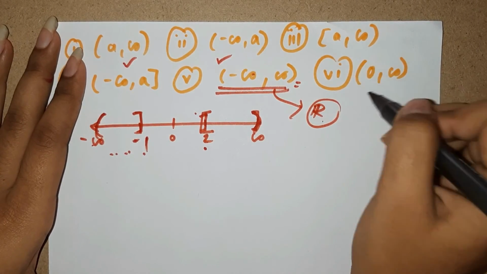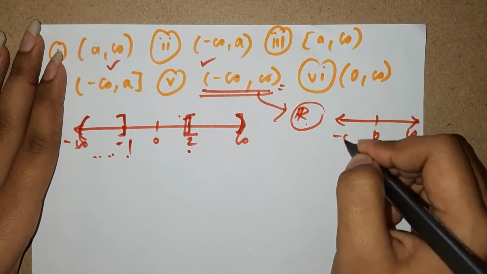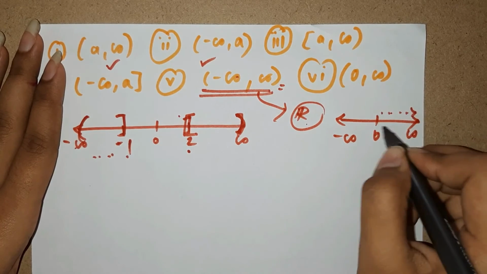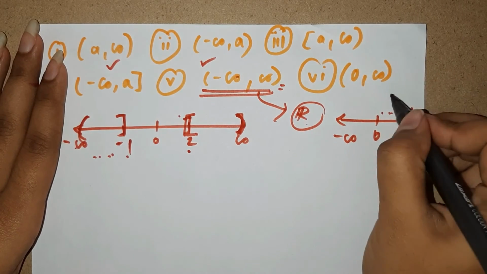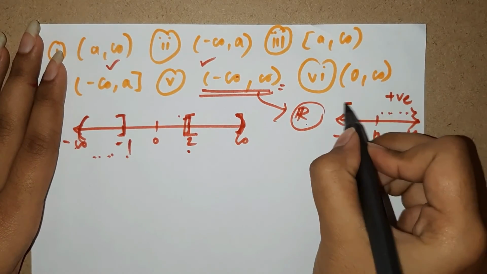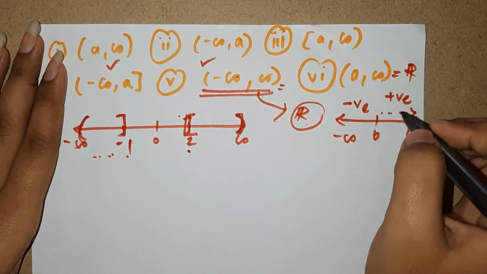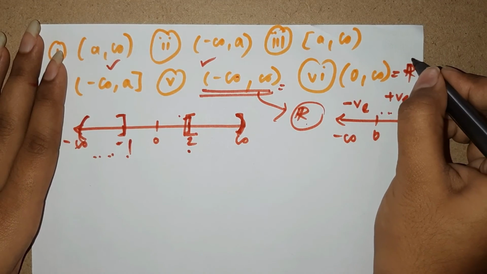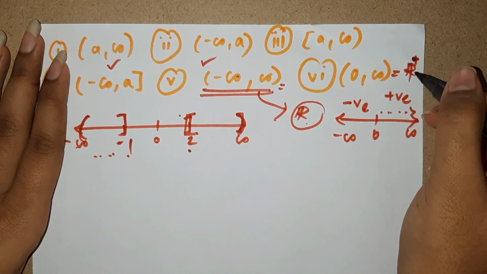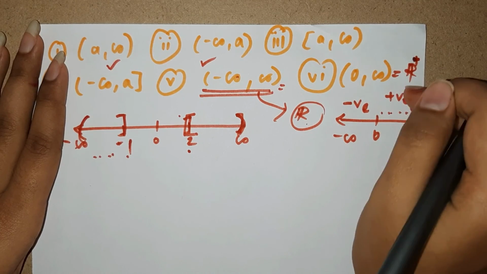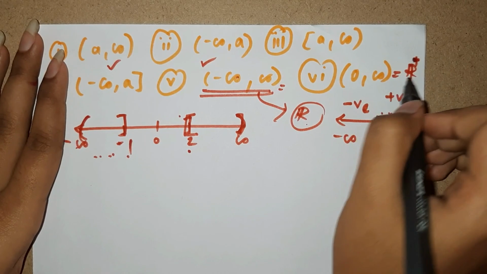Now this one is 0 to infinity. All the values on the right hand side of 0 are positive values, and on the left hand side are the negative values. So we will write this as R as well, but we will put a positive sign above it, so that we represent only the real numbers which are positive. Those are the values which x will have. That is the interval. Very simple.